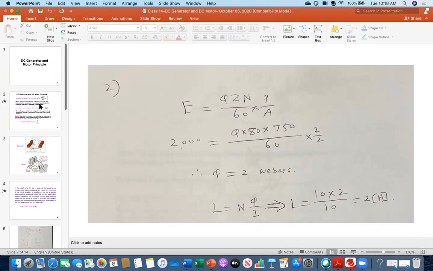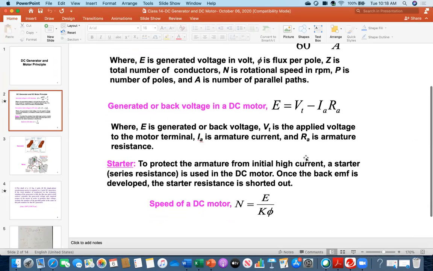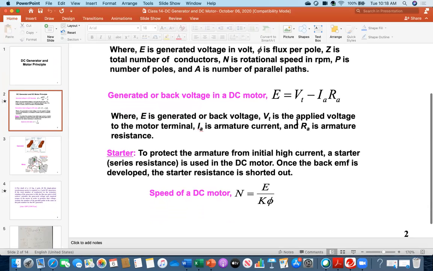So now moving further, there are other problems that we'll be doing with me. Let's have a look at this one. We understand that generator, but the same device we can use as a motor. So that's why I have written here. I'm taking you to the board to understand generated or back voltage in a DC motor. This back voltage is important, and I am coming to that point.